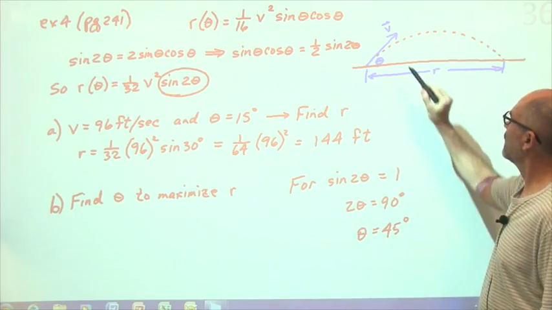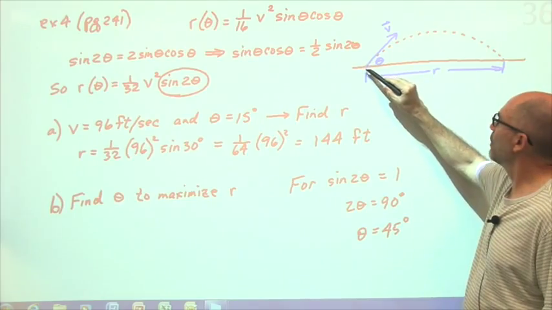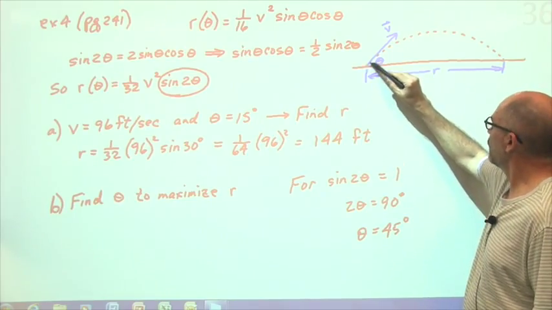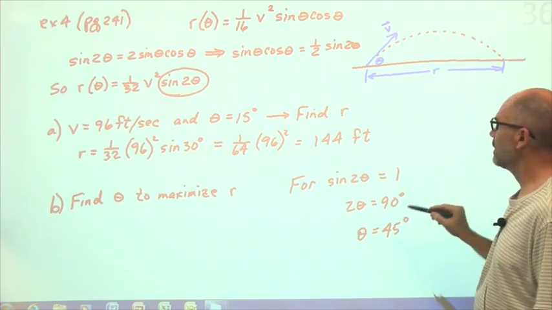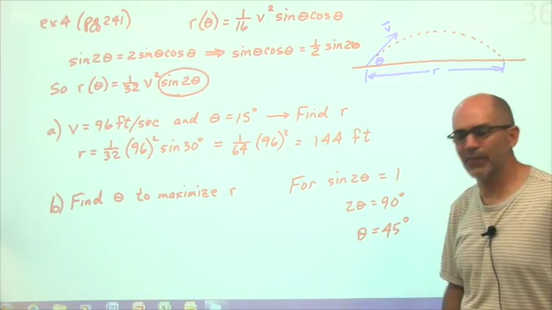So that says if you want to throw a ball as far as you can possibly throw it, then you want to throw it at a 45-degree angle, and that will get the maximum range. That's it. Have fun with these.